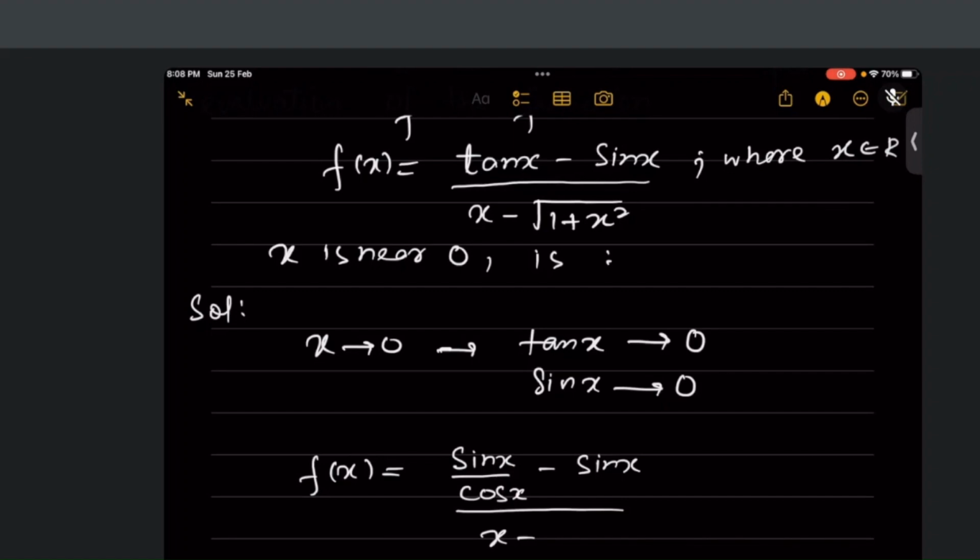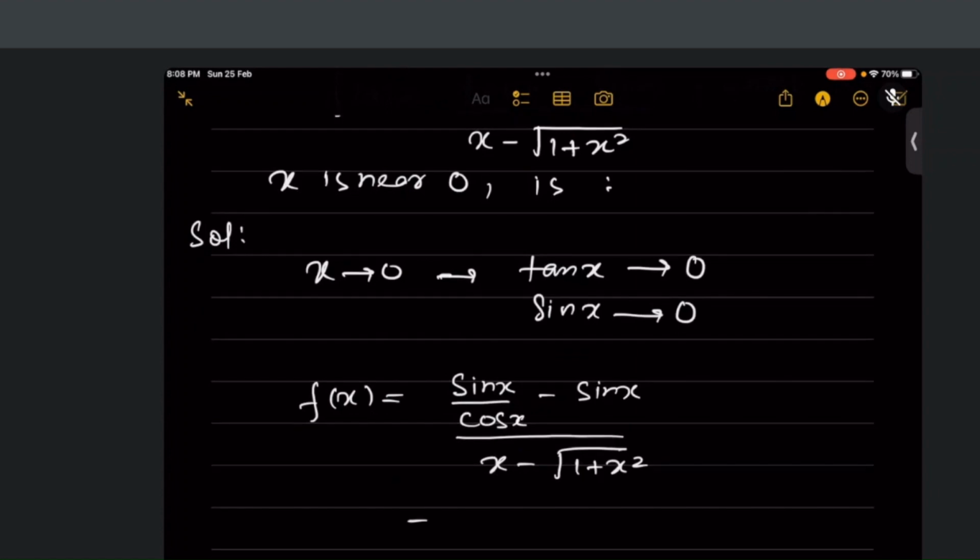Here this is x minus 1 plus x square. Sine x squared you can simply take out as common. Then it will be 1 minus cos x upon cos x, correct? 1 minus cos x. That cos x I will write here.